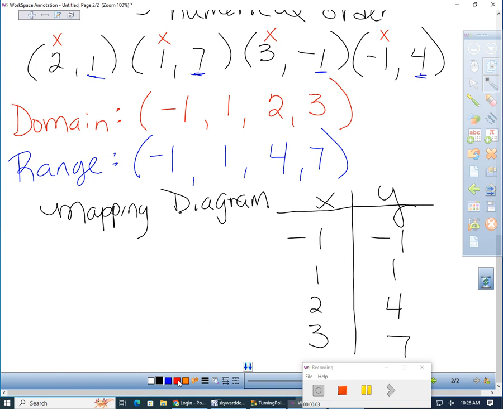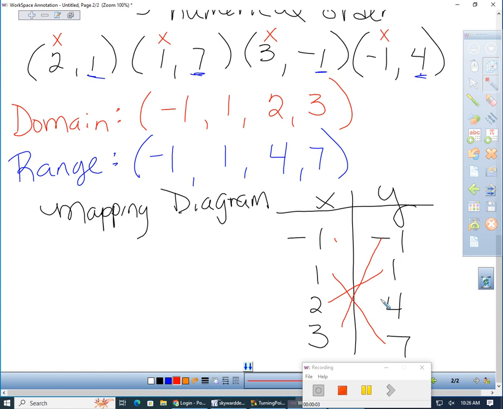To do a mapping diagram, we go back to our points and we connect the points. So we take our x value and draw a line to our y value. So I'm going to draw a line from 2 to 1. Then I'm going to draw a line from 1 to 7. And I'm going to draw a line from 3 to -1. And then -1 to 4. This is a mapping diagram.